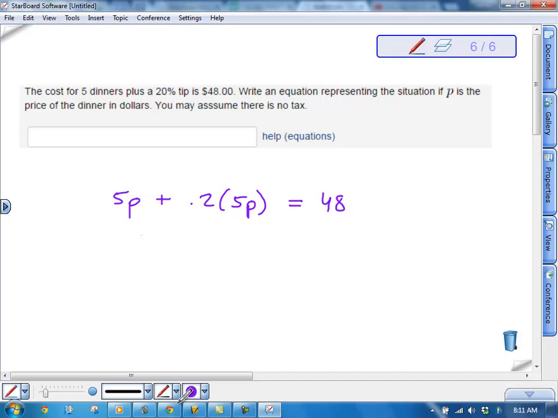So you can enter that in. It probably will accept this, but you can simplify it as well. 0.2 times 5 is just 1. So that gives you 6P equals 48. So you could write P equals 8. That'd be a simplified equation, obviously.